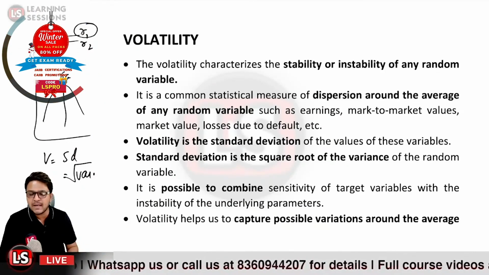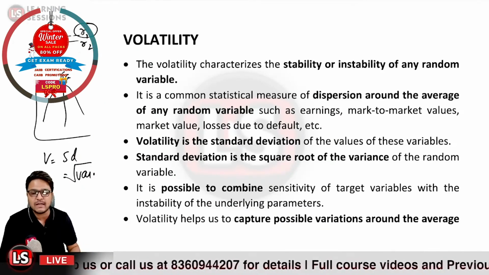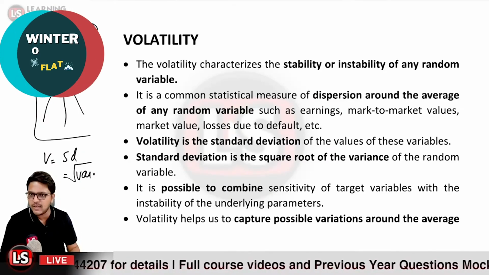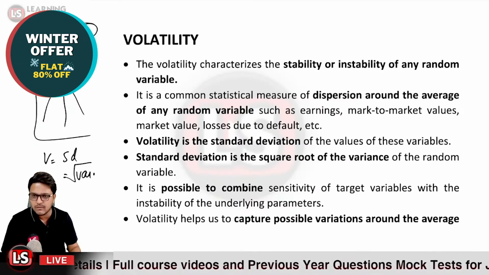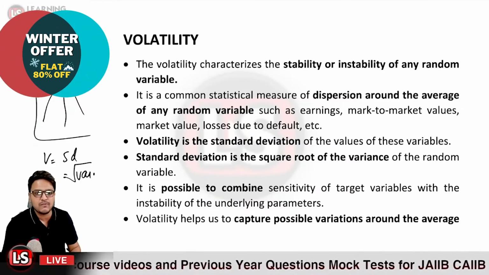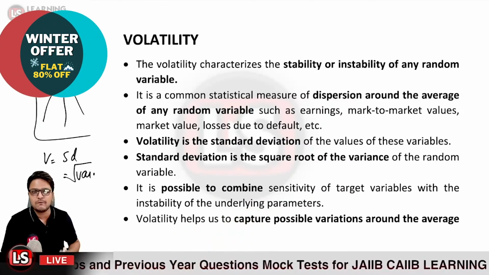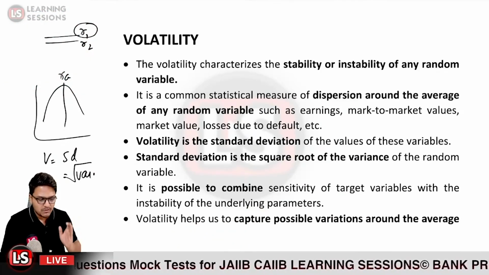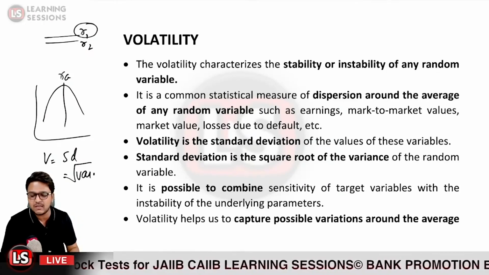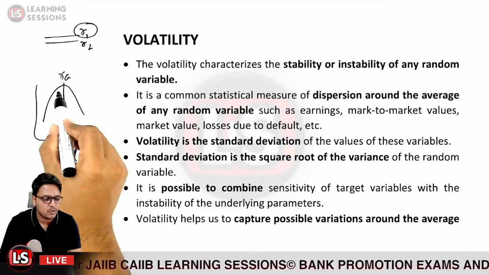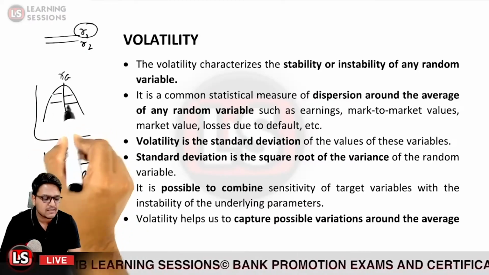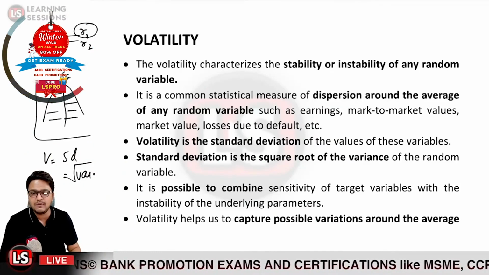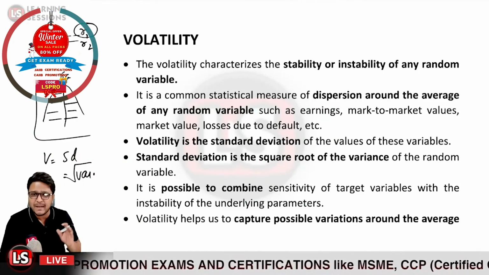And further we combined it with the dispersion factor, that is, what is the stability or instability related to that particular parameter. So in the case of volatility, we are combining the sensitivity of the random variable with the dispersion of the random variable. Further, volatility helps us to capture possible variations. In this particular case, if you look at the dispersion factor, we are capturing both phases. We are capturing the upside phase and the downside phase. So in the case of volatility, we are capturing the good one and the bad one both.